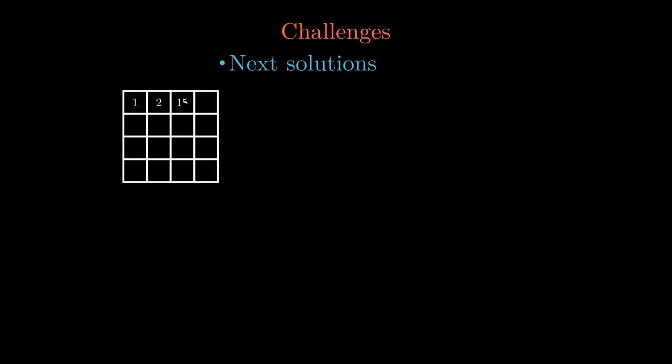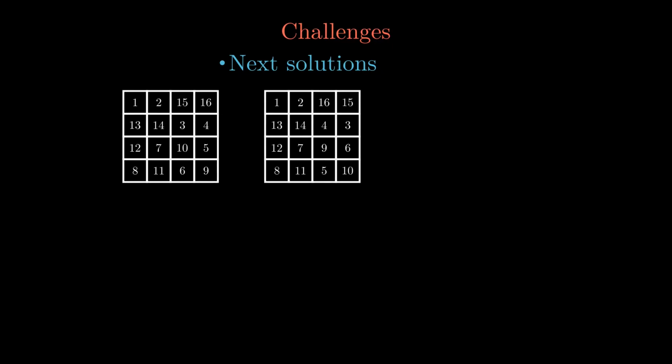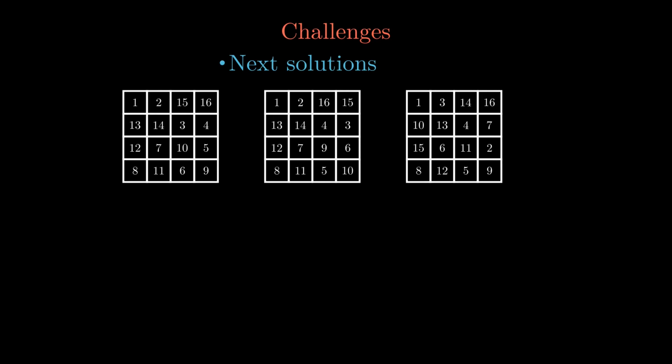Now, here are the challenges for you. The first one is rather simple. Just modify the program in such a way that the next magic square is calculated once the space key is pressed, and so on.